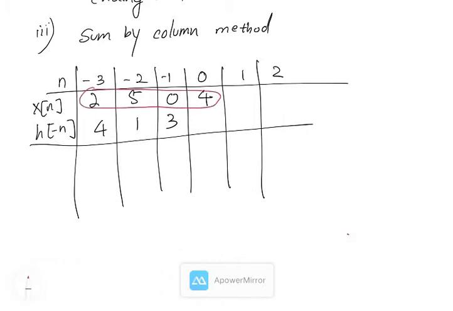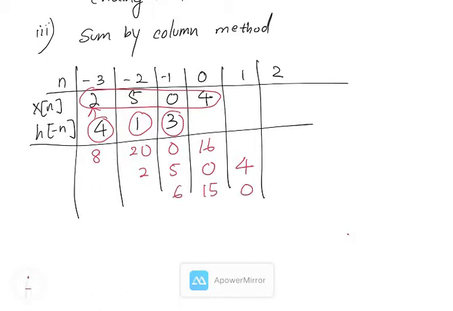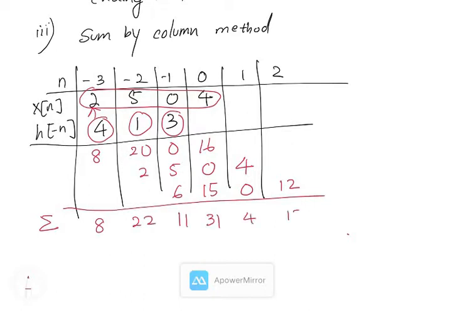this value 4 will multiply with this value. So 4 times 2, 8, 4 times 5, 20, 4 times 0, 0, 4 times 4, 16. And then next you use the 1: 1 times 2, 2, 1 times 5, 5, 1 times 0, 0, 1 times 4, 4. And then next is 3: 3 times 2, 6, 3 times 5, 15, 3 times 0, 0, 3 times 4, 12. Then you sum up.